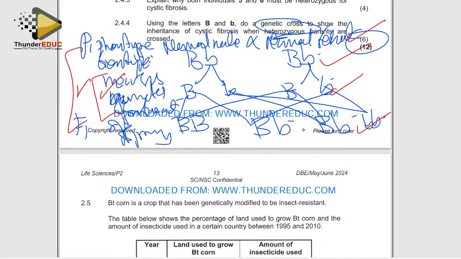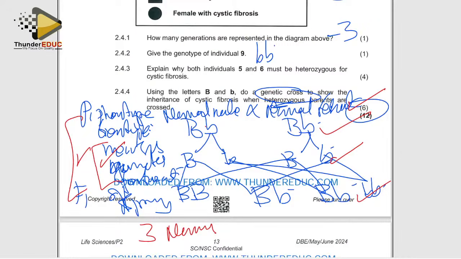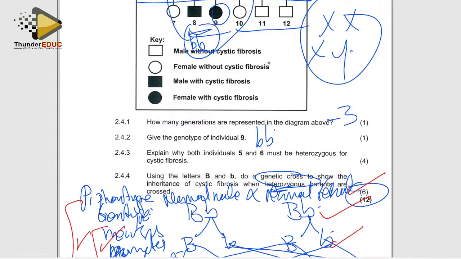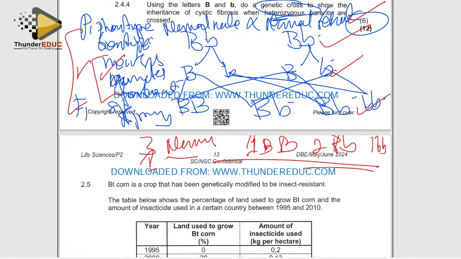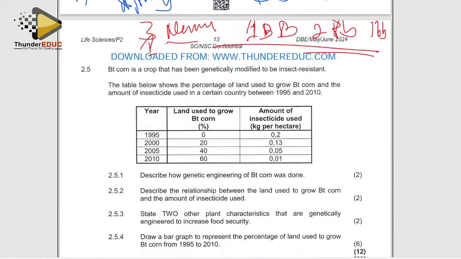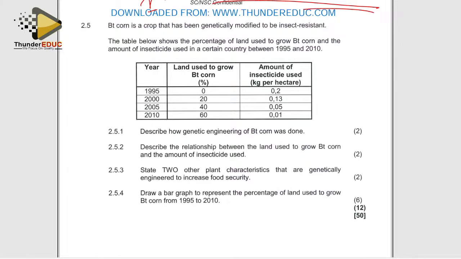How many phenotypes? Three normal, without cystic fibrosis, and then one is affected with cystic fibrosis. And then when you go to the genotypes, you have one capital B capital B, two capital B small b, and one small b small b. So basically, that is it. That's how it's supposed to be done. So this question was just open for you guys to kill it and get marks.